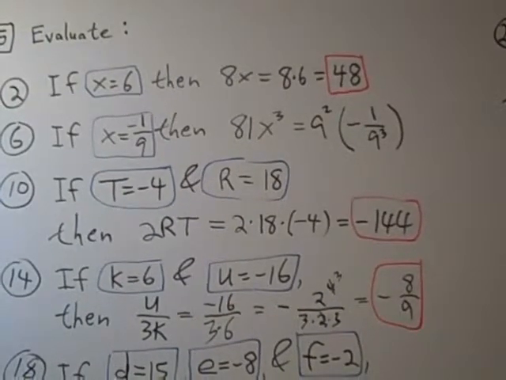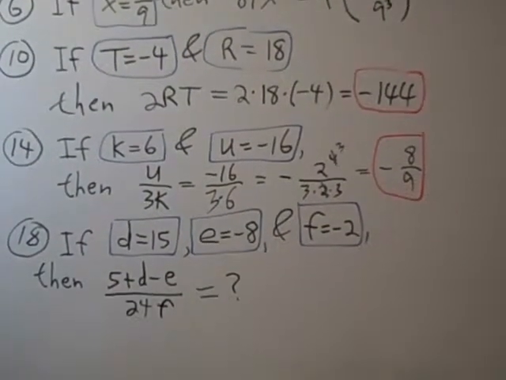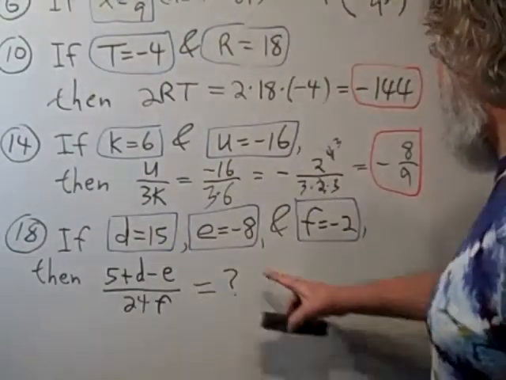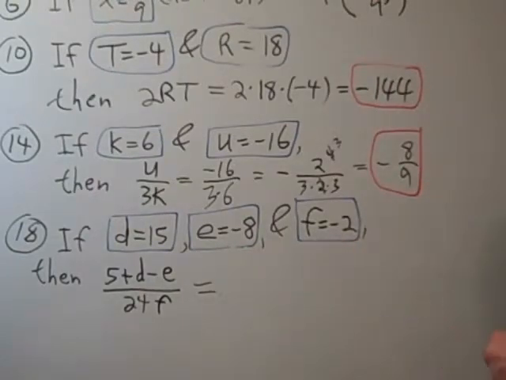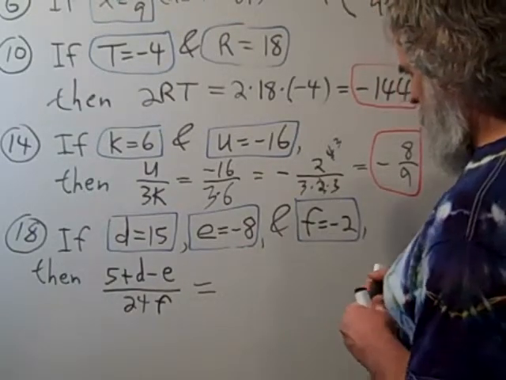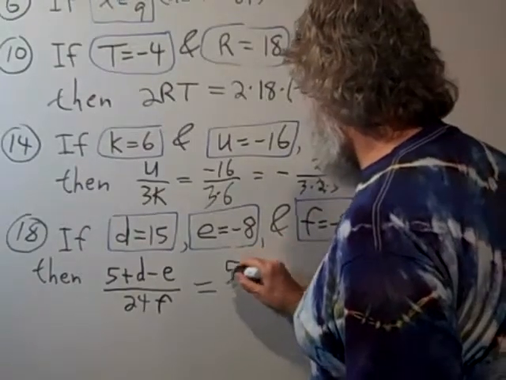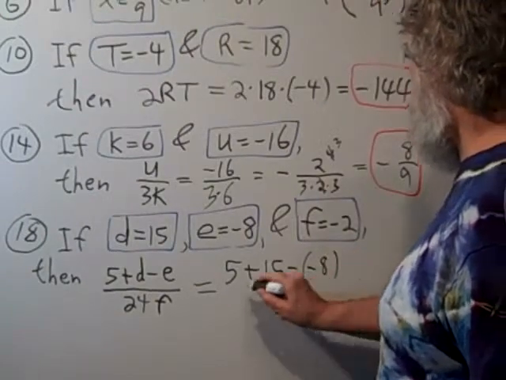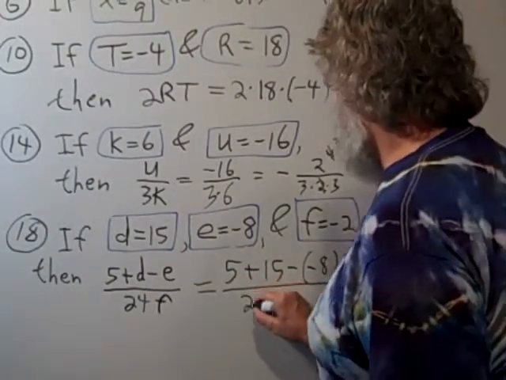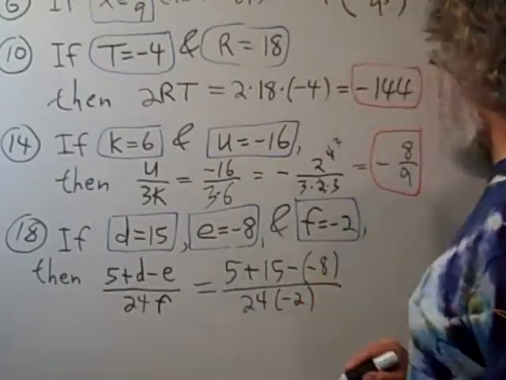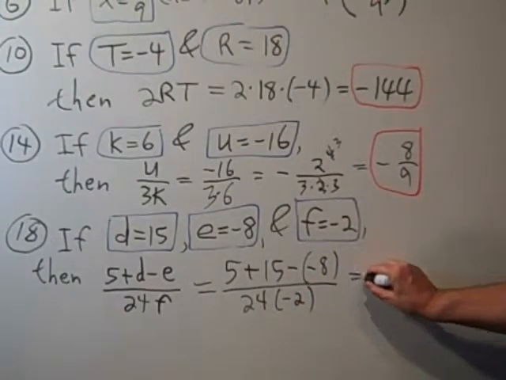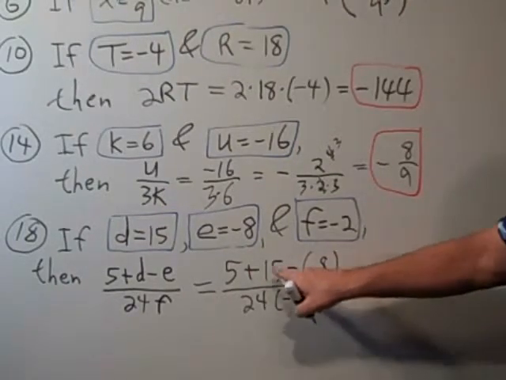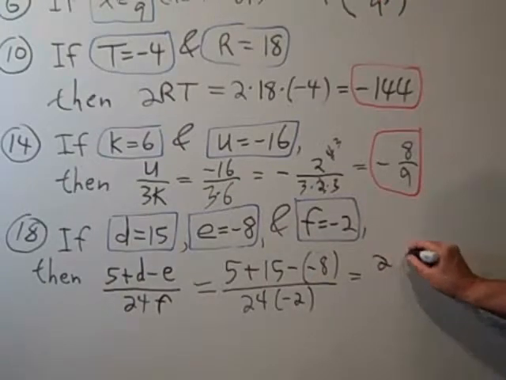And for problem 18 here, if d is 15 and e is negative 8 and f is negative 2, just substitute these into this expression. We have 5 plus d, which is 15, minus e, which is negative 8, and that's all divided by 24 times f, which is negative 2. Now that's 5 plus 15 is 20, and 2 negatives make a positive, so that's 20 plus 8 is 28.